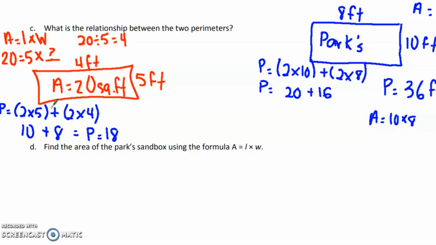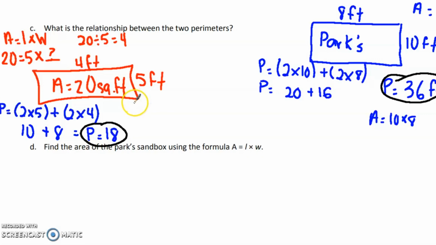So we know that the first perimeter for part A was 18, and I have that right here. And we know that these are for Betsy's. And we know that the Park Sandbox's perimeter was 36. Now, if you look at these two perimeters, we have 18 and we have 36 feet. Now think, what commonalities, what do they share that's the same? What's their relationship? Okay, think about this for a couple of minutes.